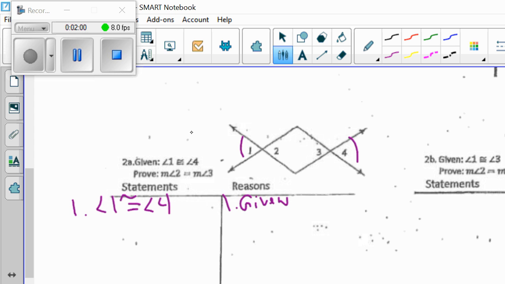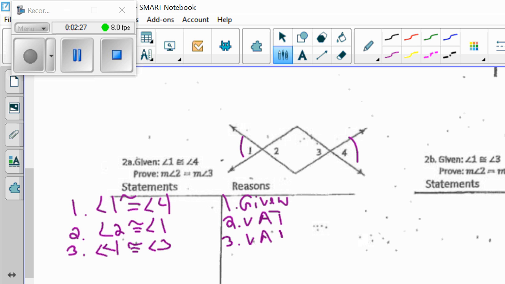Again, I need to get 2 and 3 in my proof. Again, I see that angle 1 and angle 2 are vertical angles. So I'm going to say angle 2 is congruent to angle 1, vertical angle theorem. And again, to get angle 3 in, I see that angle 3 and 4 are vertical angles. So I'm going to say angle 4 congruent to angle 3, again by vertical angle theorem.